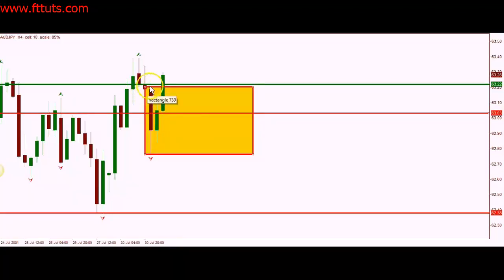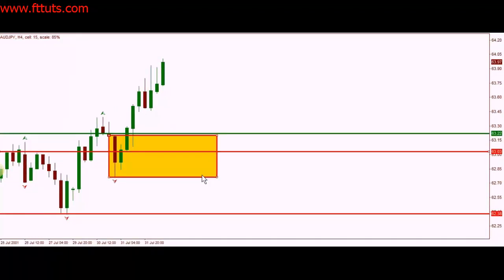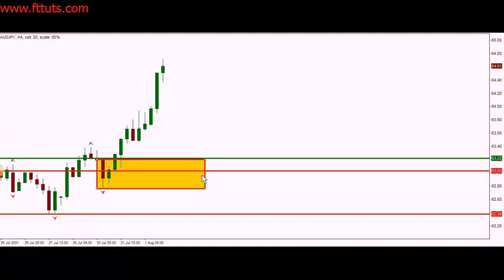So to be sure, and this isn't even 100% confirmation, but it gives you a little bit higher probability if you close above this high or break above this high, and we enter the market there. All right, so now we moved our stop loss up to this point, and let's see what this market does. And this market takes off, gives us a good trade.